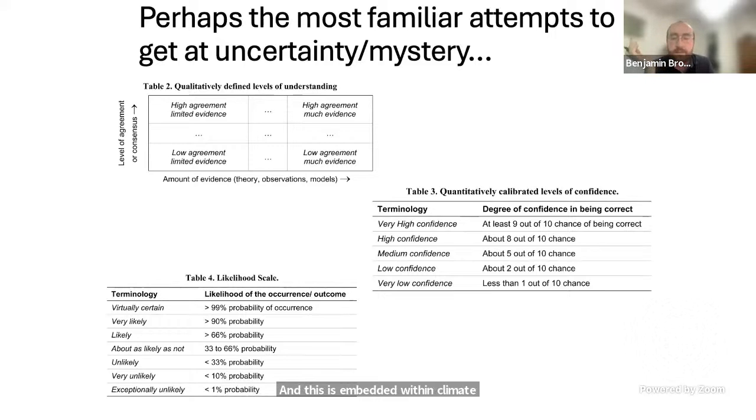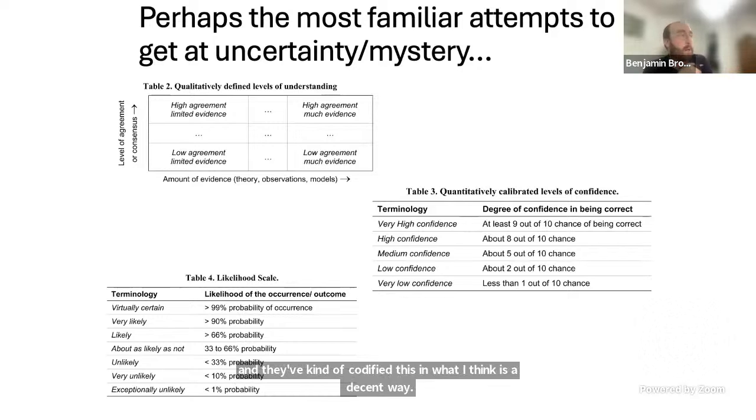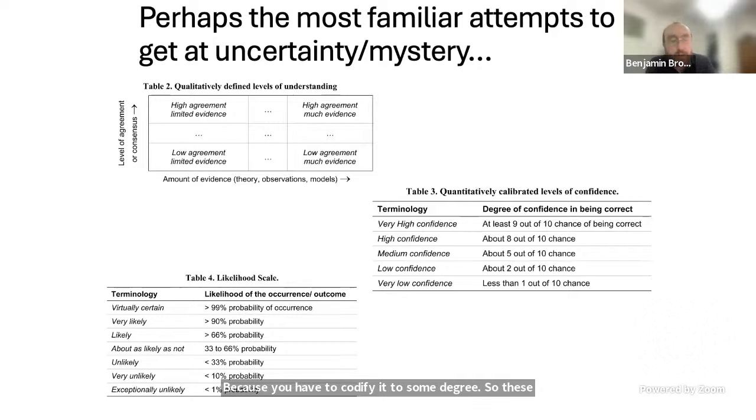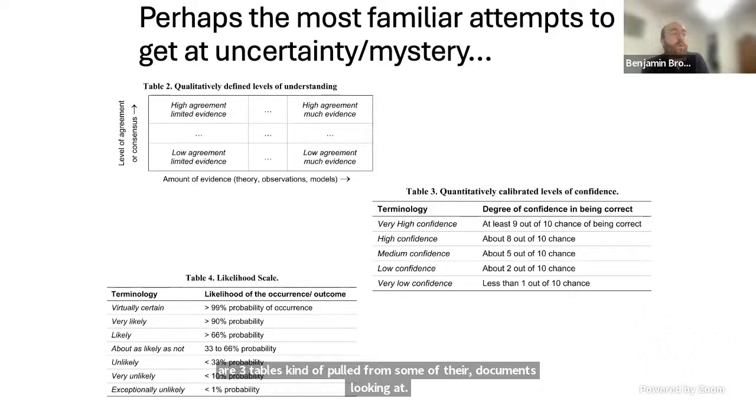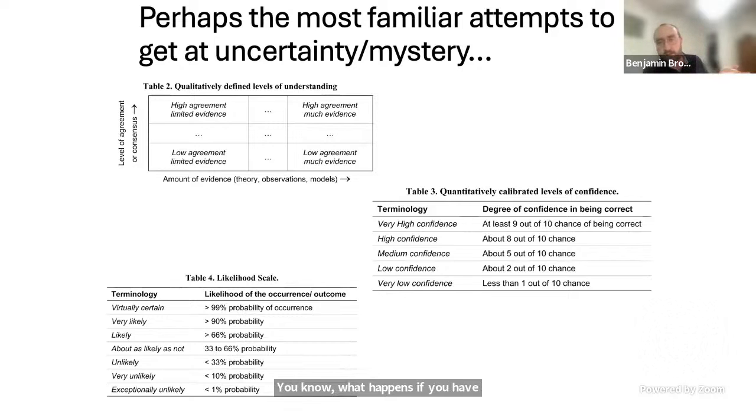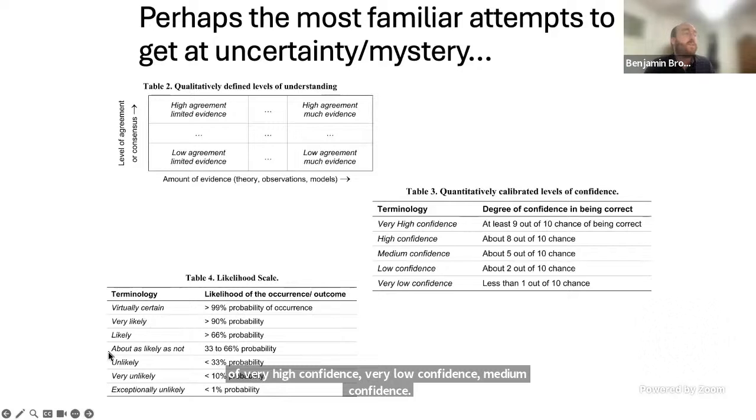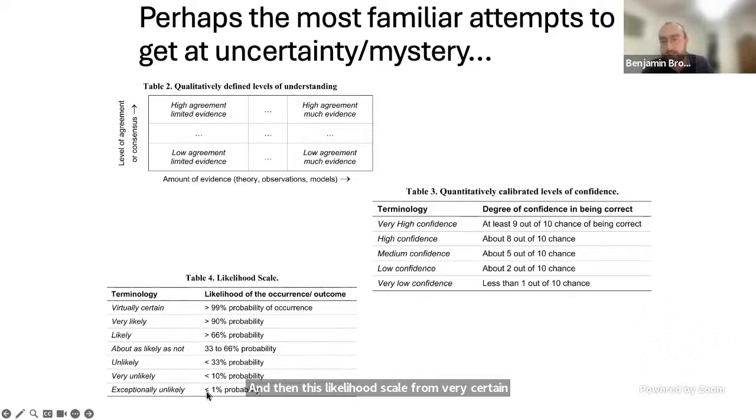If you've read any of the IPCC reports, they talk about high levels of agreement, confidence, certainty and likelihood, and they've codified this in what I think is a decent way, because you have to codify it to some degree. These are three tables pulled from their documents, looking at what happens if you have high agreement but limited evidence versus low agreement and a lot of evidence. The calibrated levels of confidence run from very high to very low, and the likelihood scale runs from virtually certain, to about as likely as not, to exceptionally unlikely.